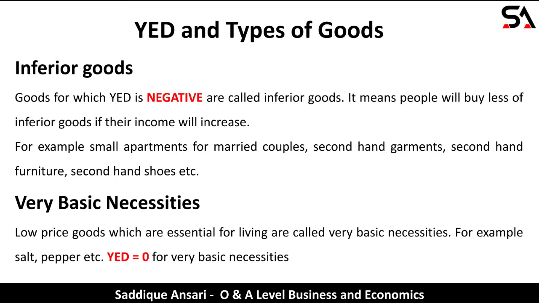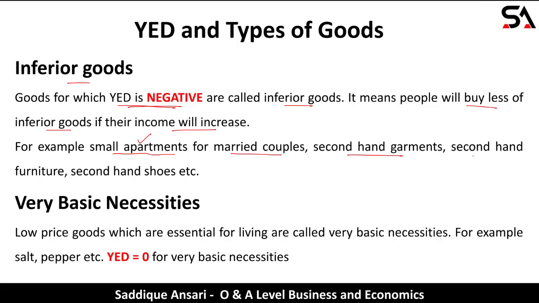Next we have inferior goods. Goods for which YED is negative. There is a negative sign with YED answer. These are called inferior goods. It means people will buy less of inferior goods if their income will increase. For example, small apartments for married couples. When their income will increase, they will leave small apartments and they will shift to bigger homes.